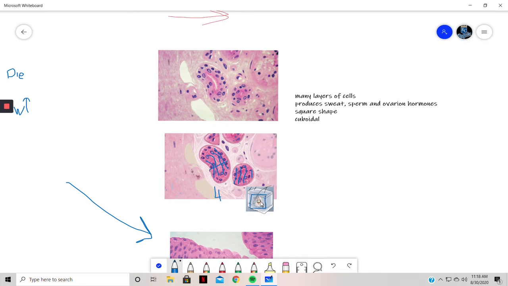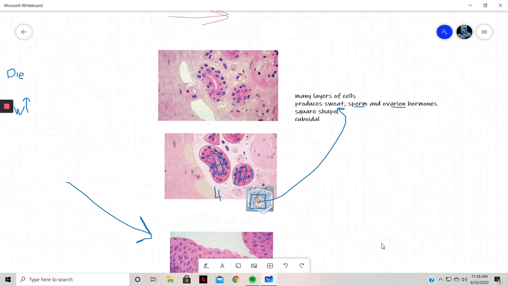so that would lead us back to the old sweat note right up here. But again, you can also find it in sperm and ovarian. That still doesn't look very good. I think O-V-A-R-I-A-N. Yeah, that's right. All right, cuboidal. Okay, let me close this out and slide down here.